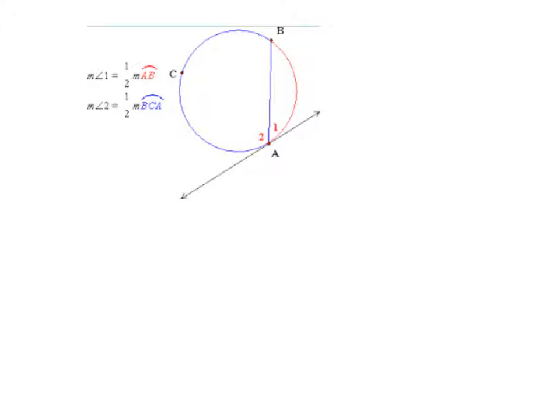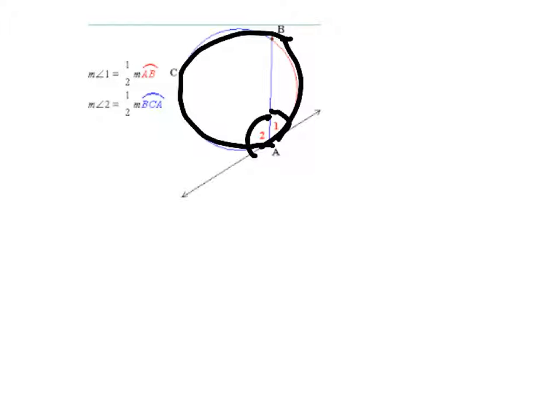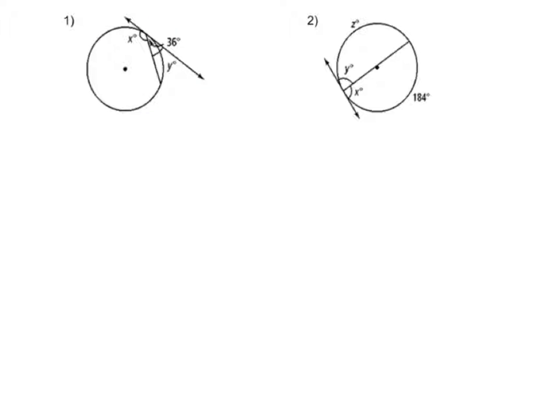Another theorem is the measure of an angle formed by a tangent and a chord is half the measure of its intercepted arc. So looking at this, the measure of angle 1 would be half the measure of arc AB, and the measure of angle 2 would be half the measure of arc ACB. Let's look at some practice problems.